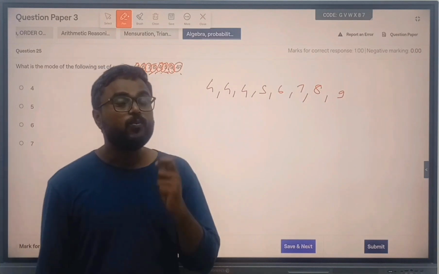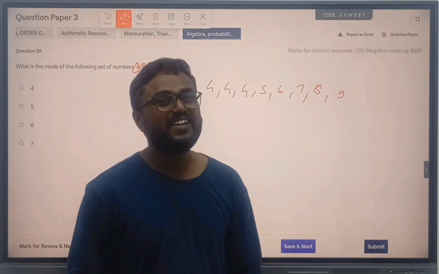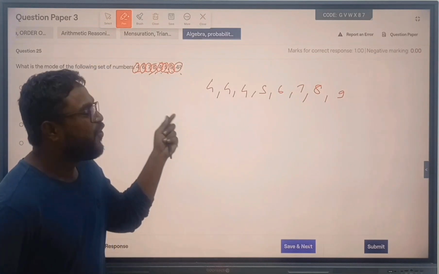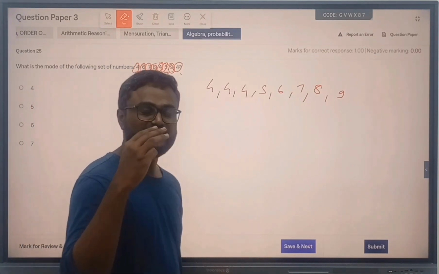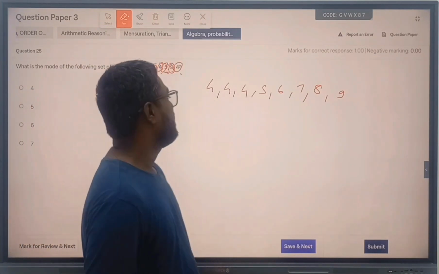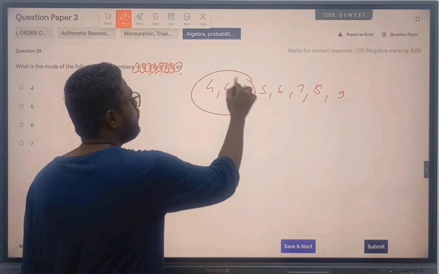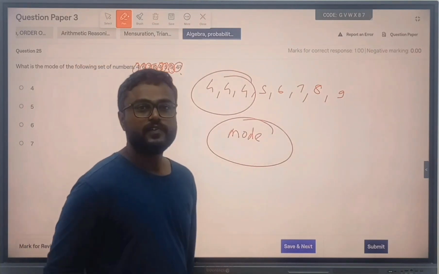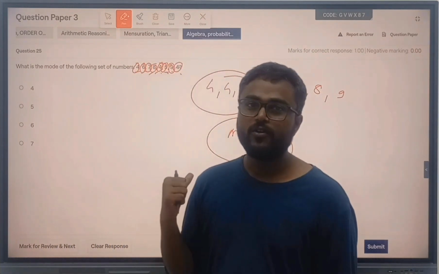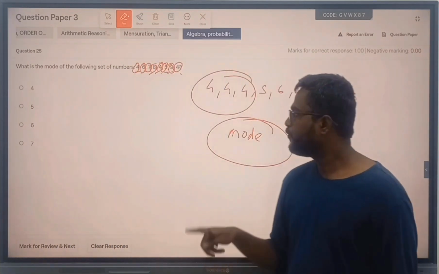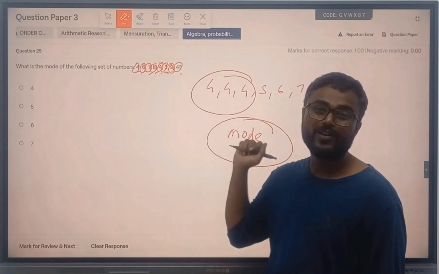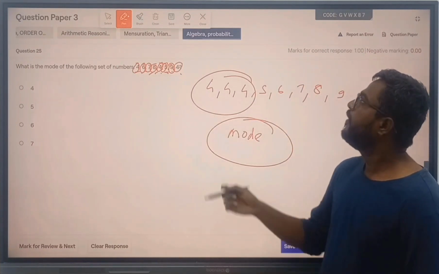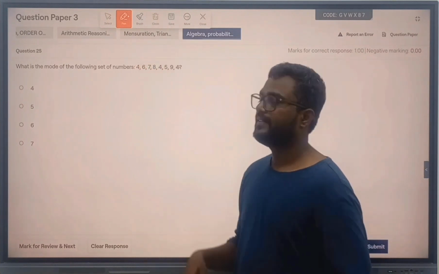What did I tell you? Mode is the most frequently occurring data set value. So what do I see? 4, 4, 4. 4 has occurred nothing but 3 times. So basically 4 is our mode. Understood? The mode value of this particular data set is 4 because 4 has occurred more number of times in this. Okay, so that is it for this practice test.